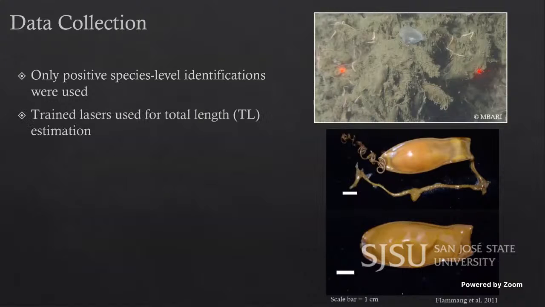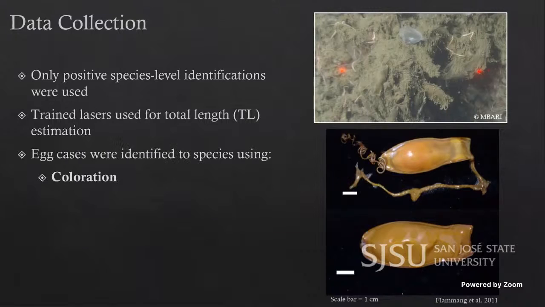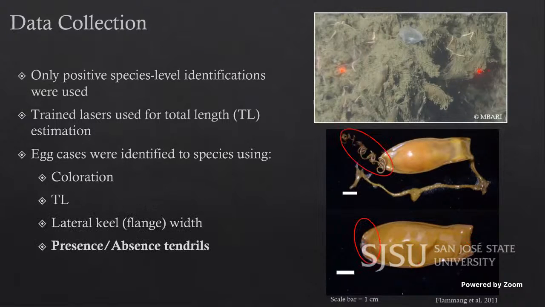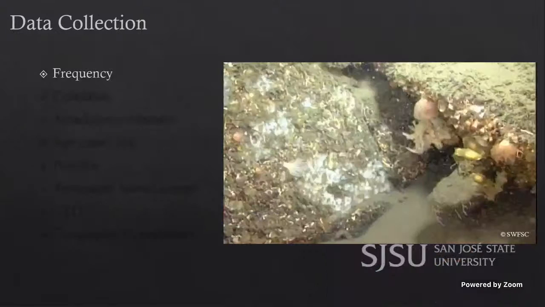Trained lasers, seen in the photo on the top right there, were used for total length estimation. Egg cases were identified to species using coloration, in that newly deposited egg cases are bright yellow and they have little to no fouling. Total length, lateral keel or flange width, as well as the presence or absence of tendrils. Additional data collected were frequency, either individual egg case counts or eggs within a bundle. A bundle is classified as 2 or more egg cases attached together on the same attachment substrate.